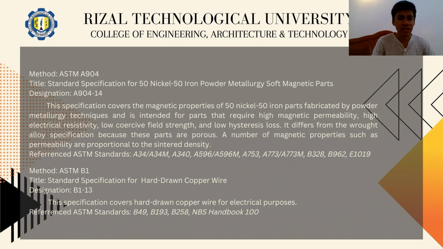Now, I'll discuss the standards of ASTM. First, ASTM A904, Standard Specification for 50 Nickel, 50 Iron Powder Metallurgy Soft Magnetic Parts. This specification covers the magnetic properties of 50 nickel, 50 iron parts fabricated by powder metallurgy techniques, and is intended for parts that require high magnetic permeability, high electrical resistivity, low coercive field strength, and low hysteresis loss.